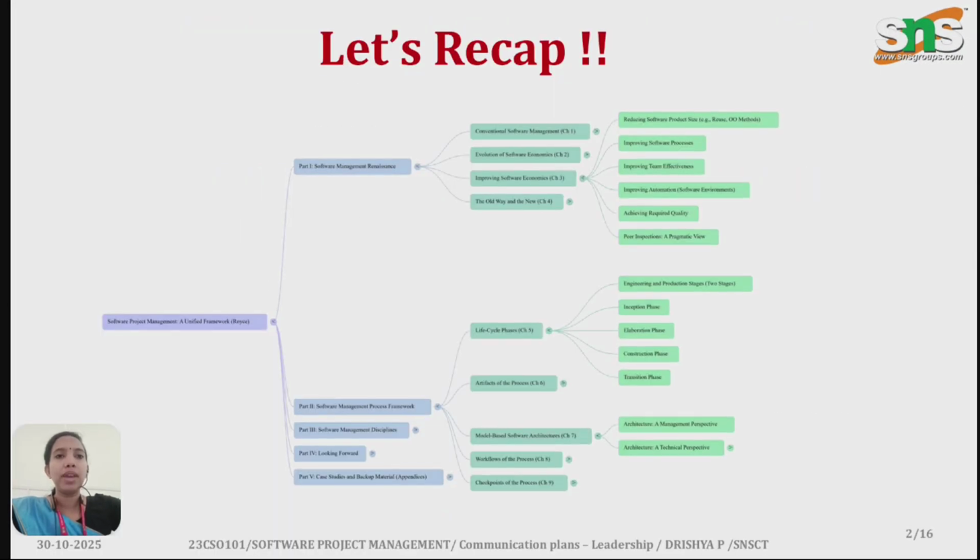So next is the mind map. We already discussed the mind map of software project management. This is the whole concept about software project management: what are the life cycles, the effect of process, project, stepwise project management, etc. So today we are discussing the part leadership.